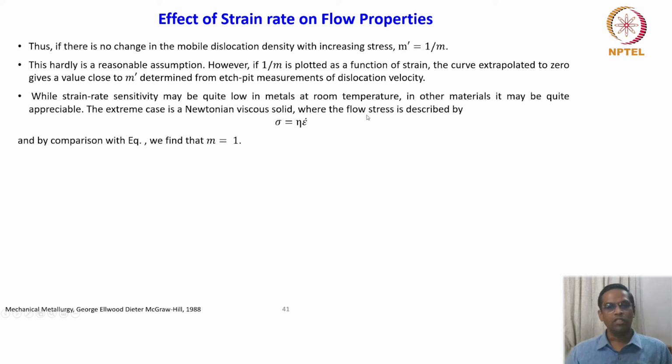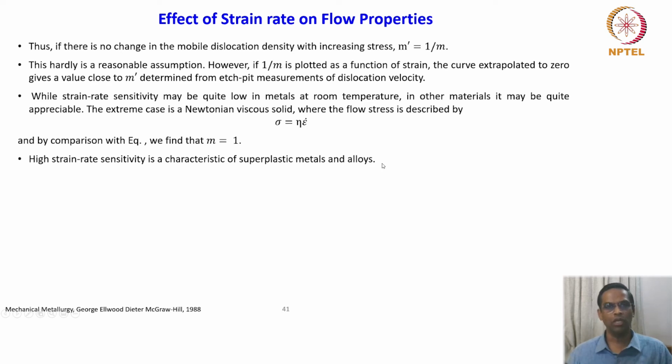So we are now trying to relate this strain rate sensitivity with different temperatures. As the temperature goes up, the extreme case of strain rate sensitivity describes the Newtonian viscous solid, which will obey this flow equation. By comparison with the previous equation of strain rate sensitivity, we find that M is equal to 1. The high strain rate sensitivity is a characteristic of superplastic metals and alloys.